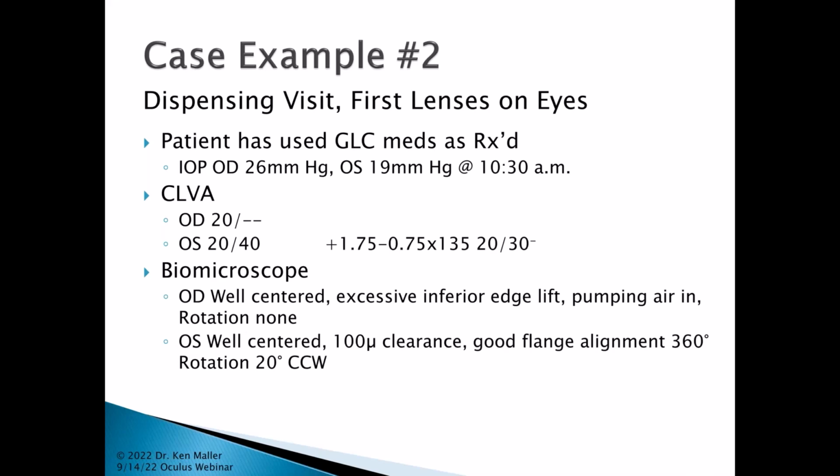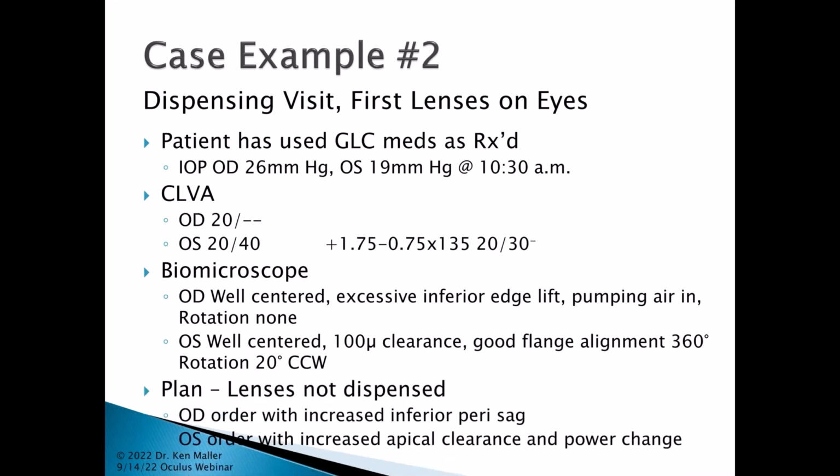At the biomicroscope, the right one was well centered, but there was an excessive amount of inferior edge lift and it was pumping air in. It wasn't rotated at all, but this was a significant misalignment down at the bottom over there. The left one was actually looking quite good. 100 microns of clearance, a little shallow there. Peripheral alignment was excellent, and it was rotated about 20 degrees counterclockwise. I did not dispense those because of what was going on with the right one, and since I had over-minused the left eye, I figured let's fix that up so she can actually have some vision.